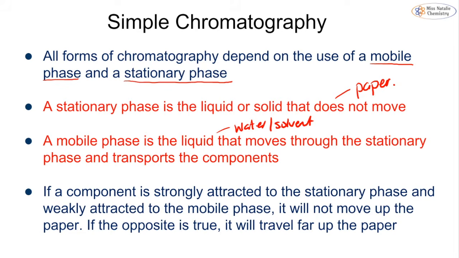If we have a component that is very strongly attracted to the stationary phase and very weakly attracted to the mobile phase, it does not move up the paper. It would rather stay in position, being attracted to the stationary phase. If the opposite is true, so if the component is very strongly attracted to the mobile phase, it's more likely to move with the mobile phase as it travels up the paper, so your spot will travel further. So the retention factor, or the distance that it travels, depends on the affinity that a component has for the mobile phase or the stationary phase.